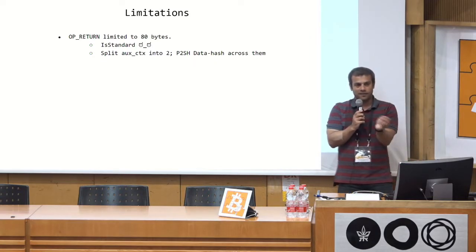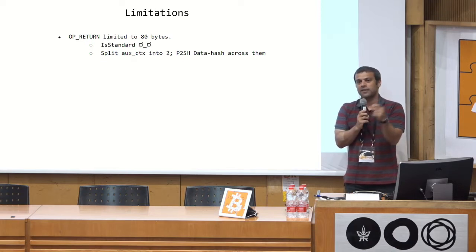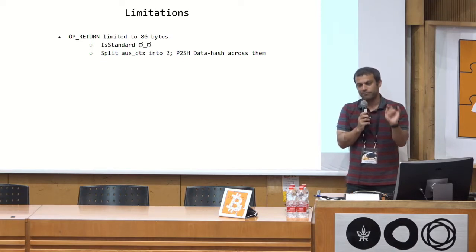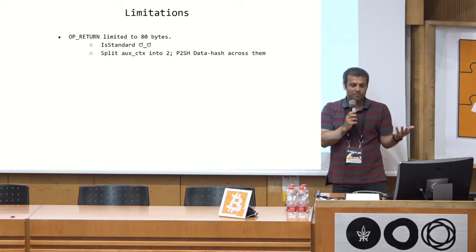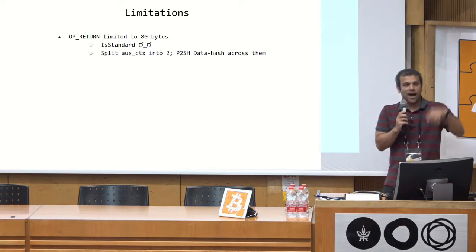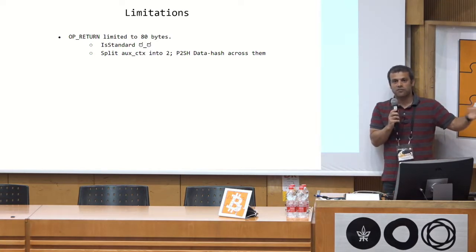We can actually split the auxiliary commitment into 2 separate parts and do some hacks to stuff the data inside it. It's not pleasant, but it's doable. And again, my argument is that these transactions will never hit the blockchain, so we are okay doing this.